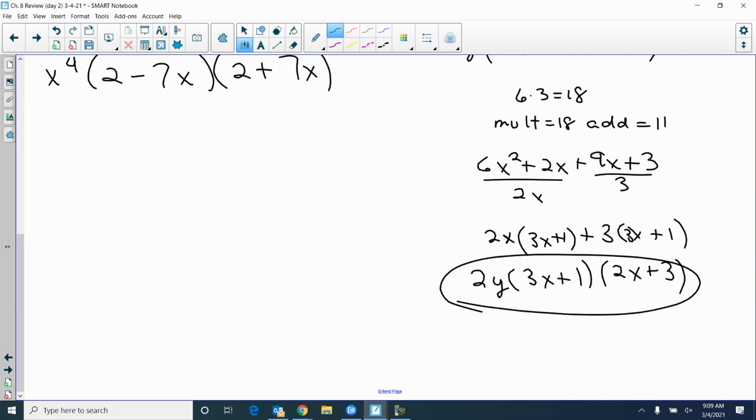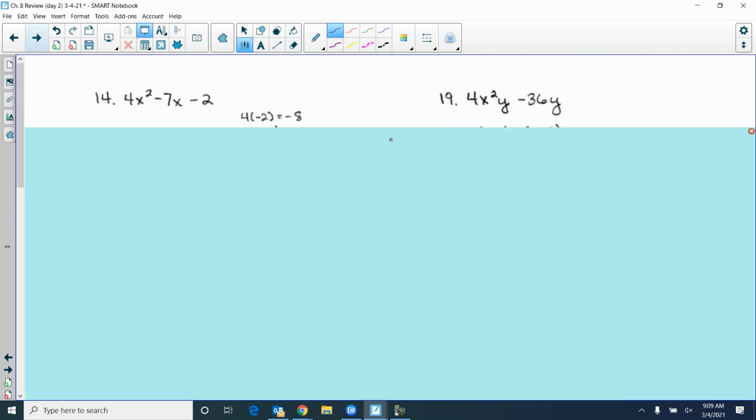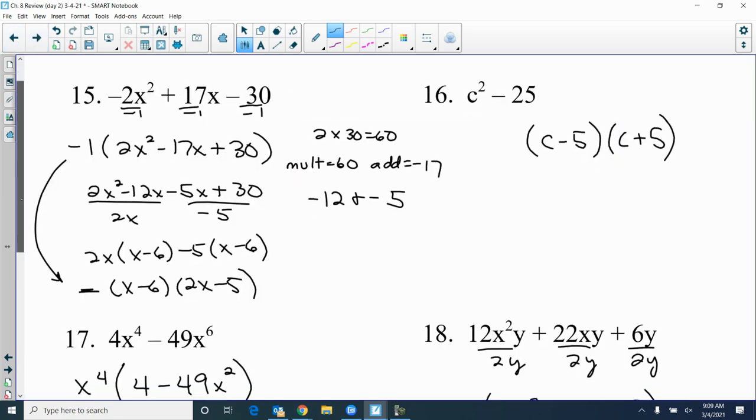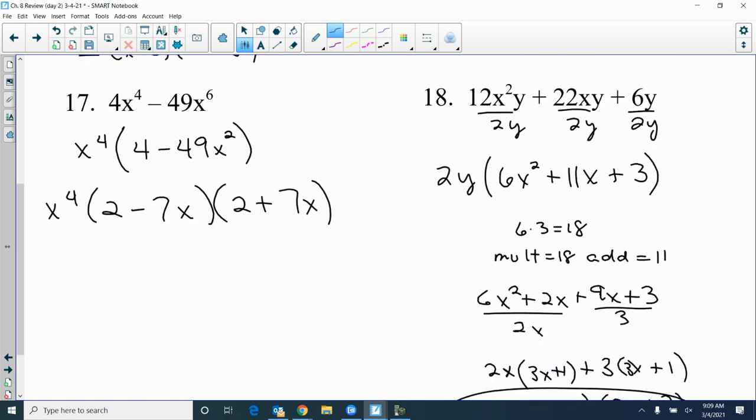I'm so confused. 18. I was doing it one way. Did you factor out 2y? That's why you got to stick with me. We were doing like 17, we were doing 14. We got stuck on 18 for a while. Yeah, you didn't take the GCF out. You got to take the GCF out first.